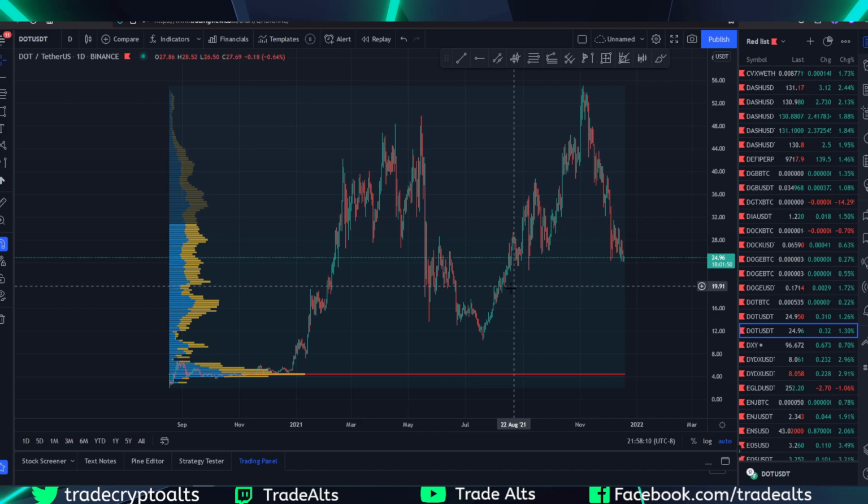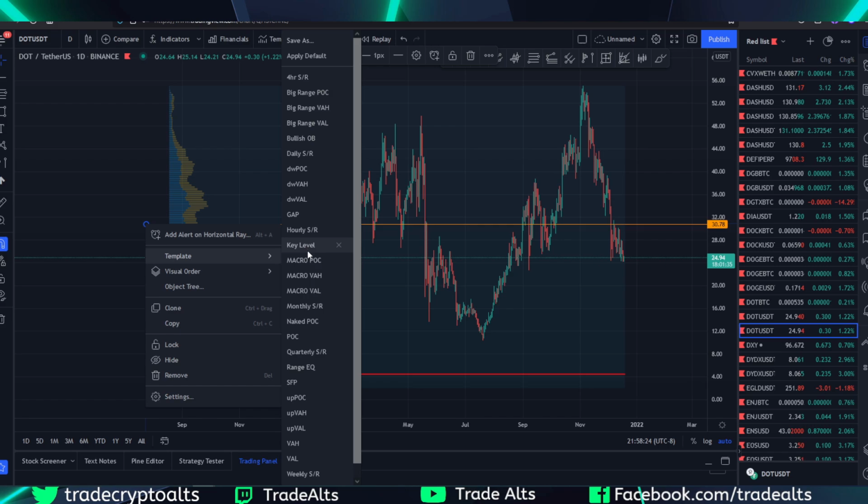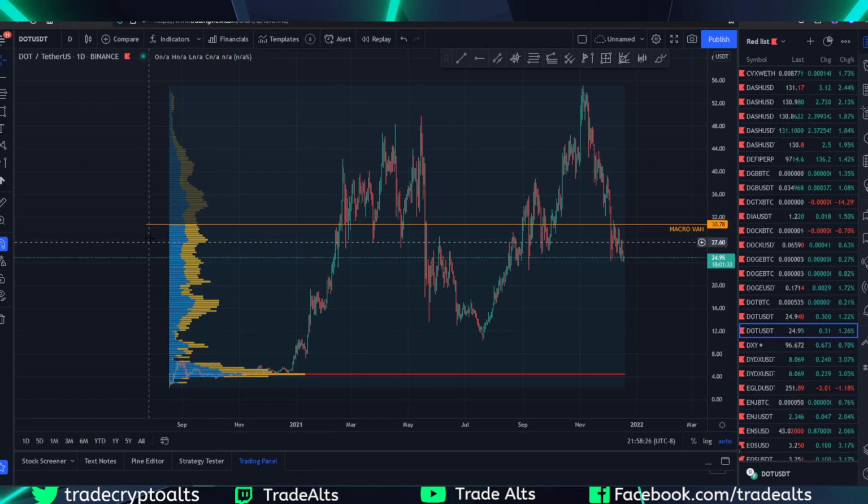I thought this one would look like this, which is why I picked it out. So I want to say that there's only really one level of interest for me, and it's this. It's your macro value area high. That is something that I mark off, same way you mark off the other ranges. This is really the level of interest for me, which you can see that we're currently below.